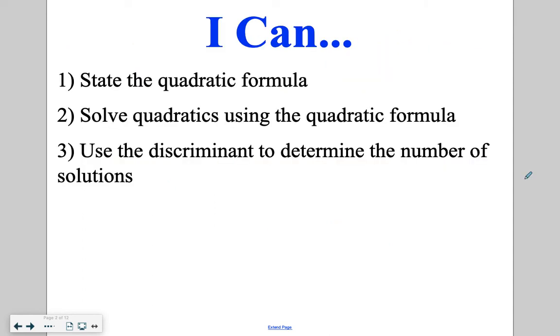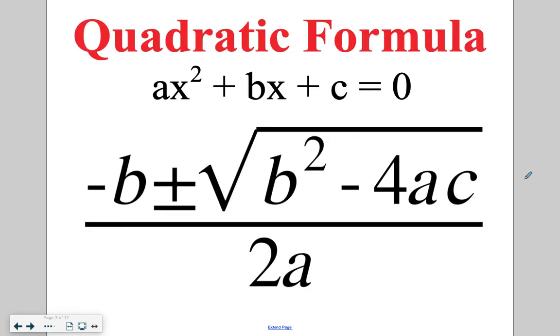By the end of today's lesson, you will be able to state the quadratic formula, use it to solve quadratics, and use the portion of the quadratic formula called the discriminant to determine the number of solutions that there will be. So our quadratic formula is something we're going to use when the quadratic is written in standard form.